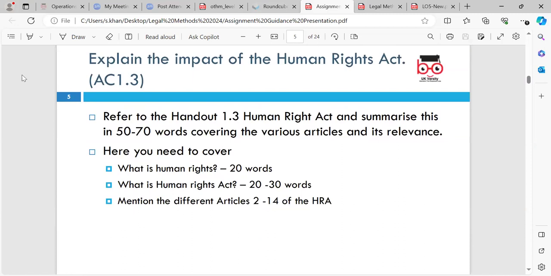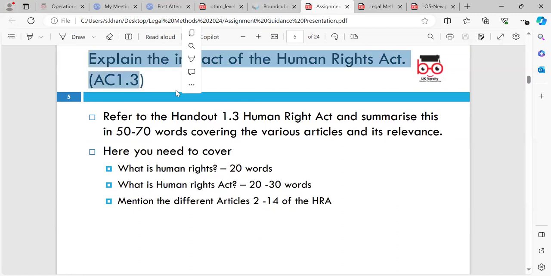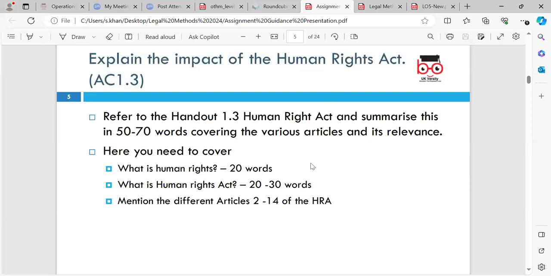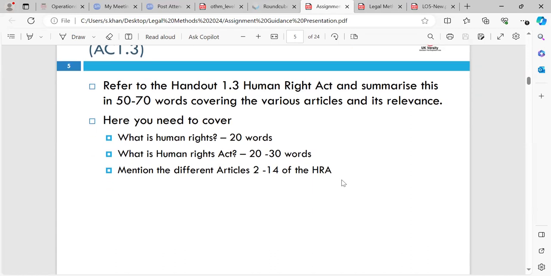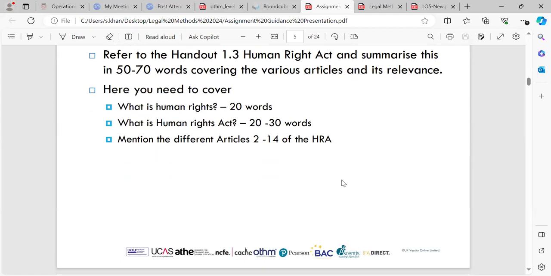Then the third element, you would look at this part, which is explain the impact of the Human Rights Act. And that's AC 1.3. You refer to the handout 1.3 Human Rights Act and summarise in 50 to 70 words covering the various articles and its relevance. Here you need to cover what is human rights, which is 20 words, very briefly. What is the Human Rights Act, 20 to 30 words, and mention the different articles from Article 2 up till Article 4 of the Human Rights Act.